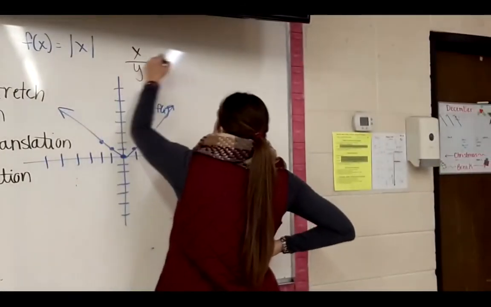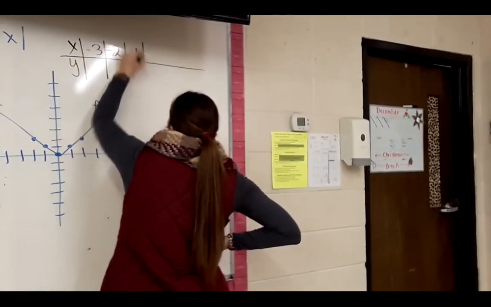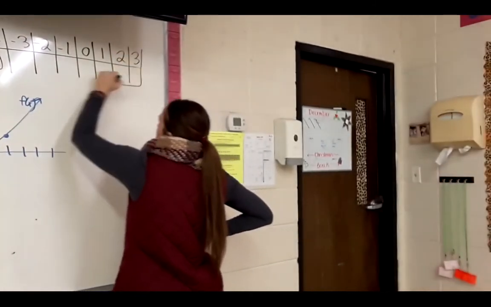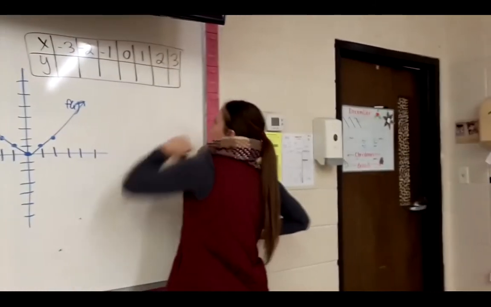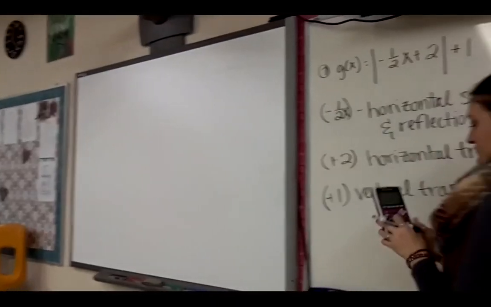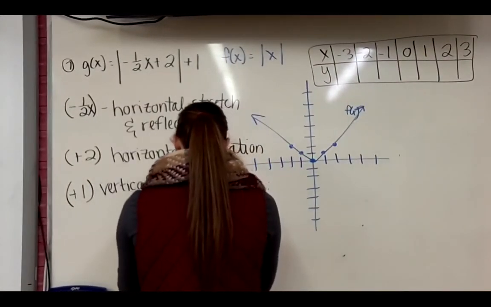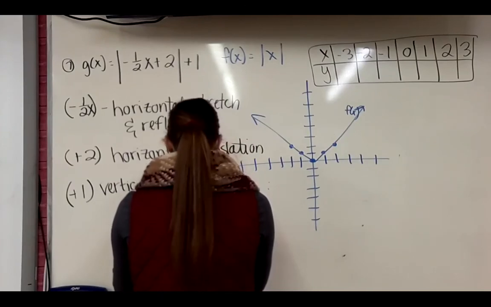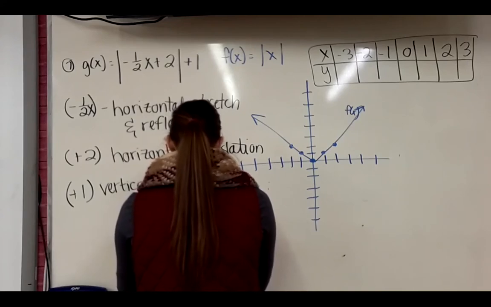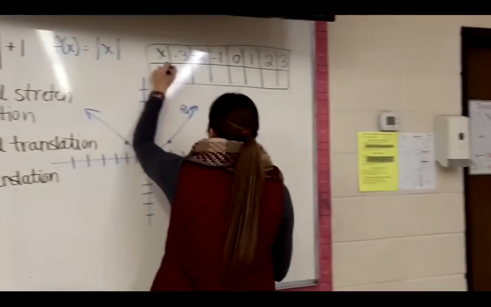So I have no clue where this comes out, so I'm going to start with -3 and hope that I cover it all. We may end up having to extend our table. Just depends on the problem. So I'm going to come over here. Let me grab my calculator just so I can double check myself. Okay, so if I plug in -3, I have -1/2 times -3, which is 1.5, so 3/2, plus 2, absolute value of that, and then plus 1, so that is 4.5.